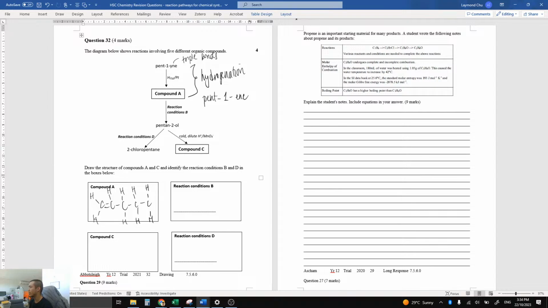All right, reaction condition B. From A to pent-2-ol is a hydration reaction. So what does a hydration reaction require? It requires water, but it also requires dilute sulfuric acid. That's a pretty stock standard one. From pent-2-ol, reaction D gets us 2-chloropentane. This is a substitution reaction. The substitution reaction requirement is just adding HCl, which is our hydrochloric acid.